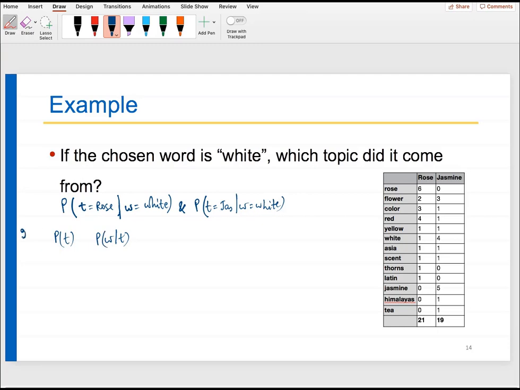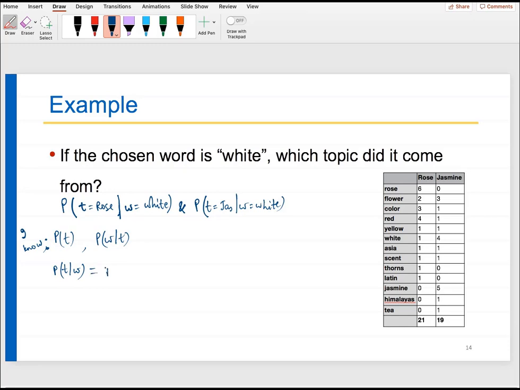So I know these things. I have to represent now my unknowns in terms of knowns. How do I do that? Okay, I have to find P of T given W. I don't know how to do it.